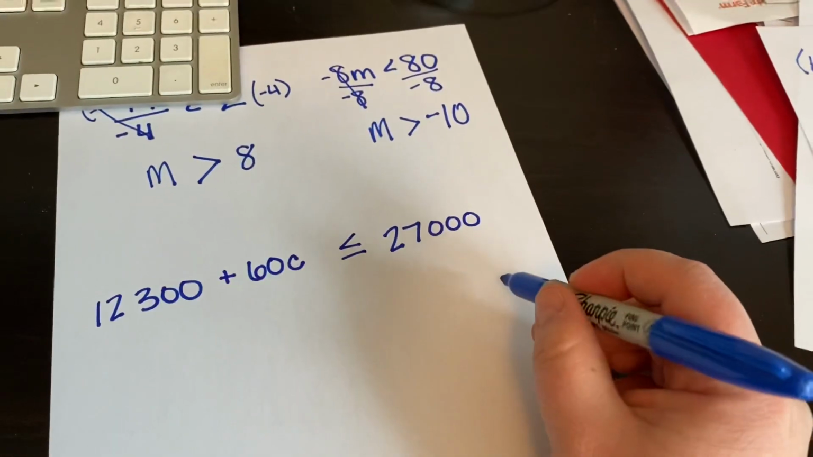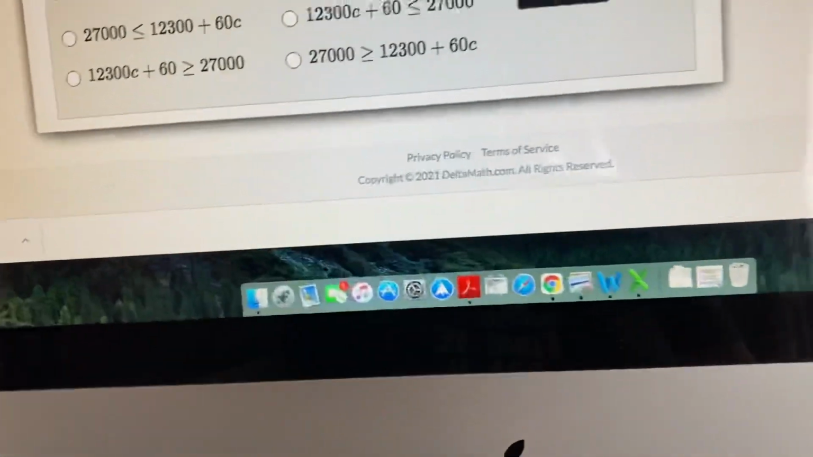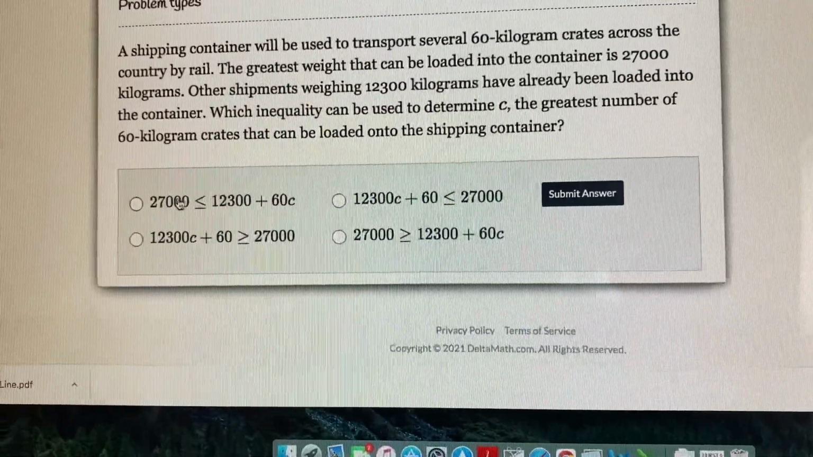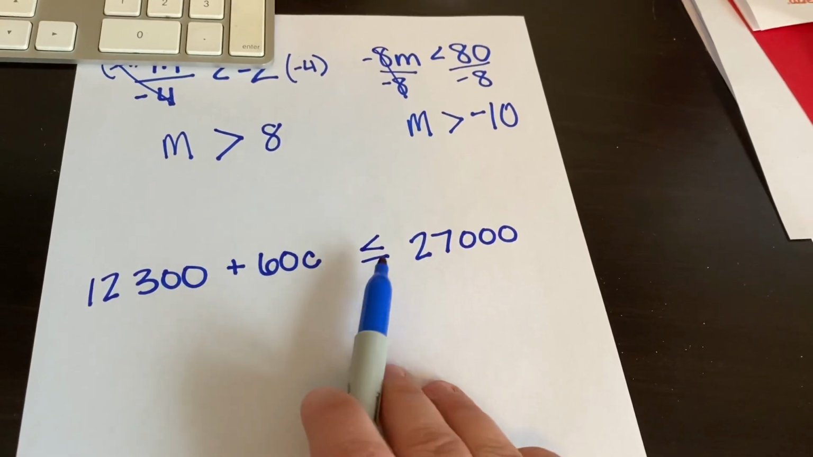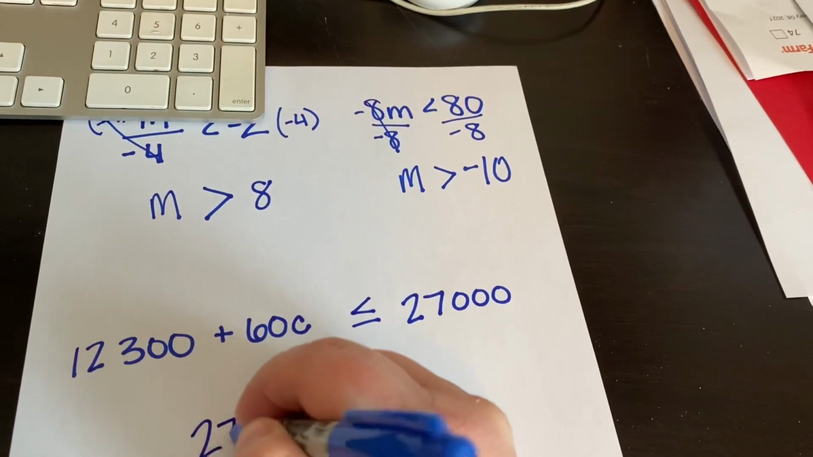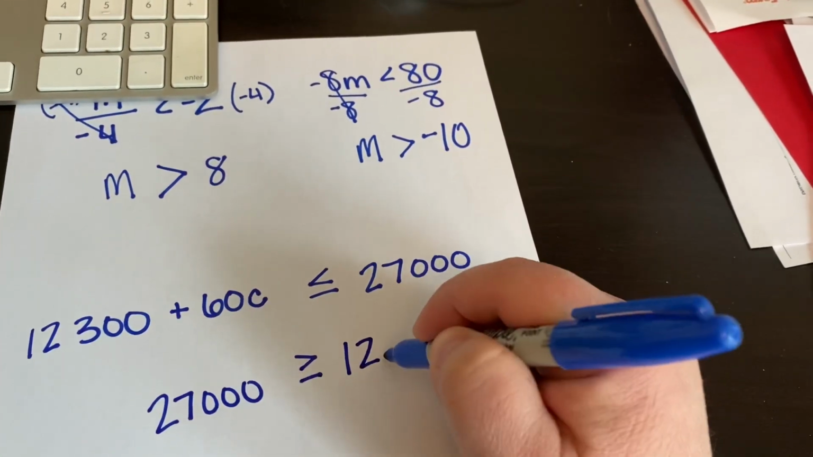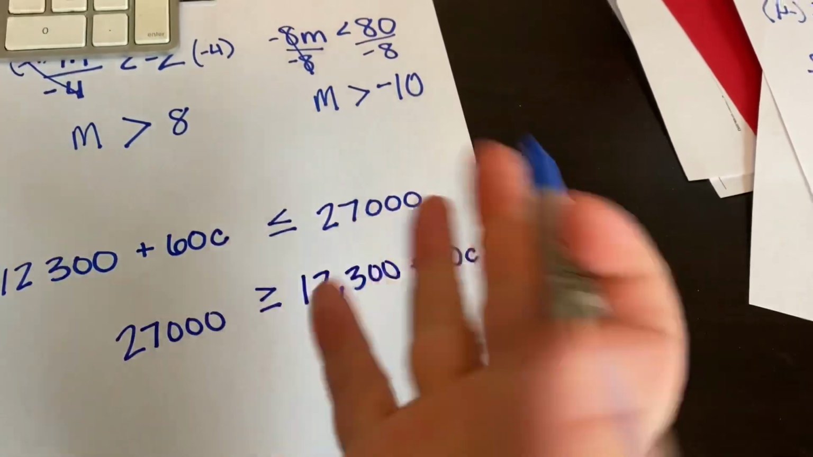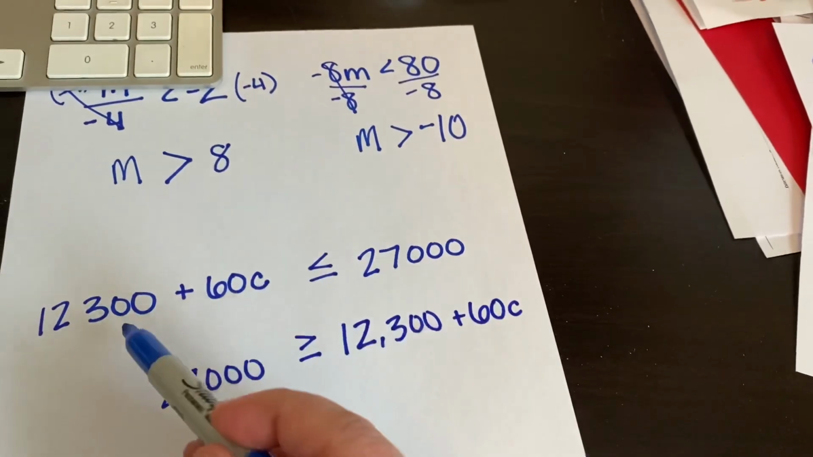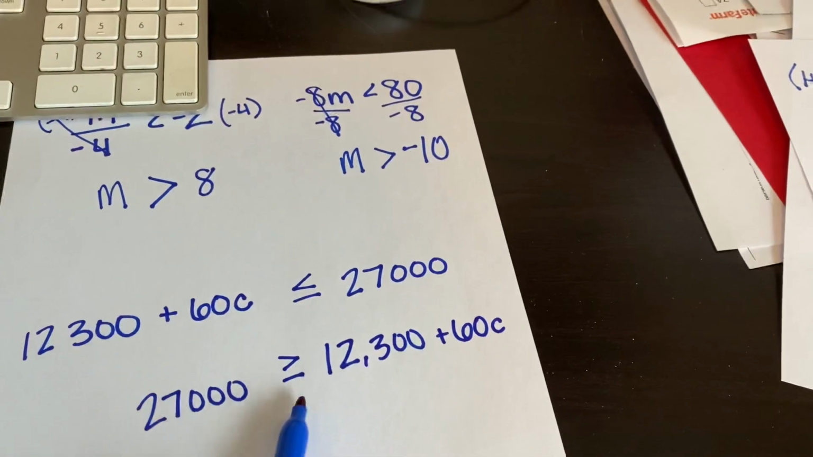So here's my inequality. I'd suggest, again, you write it down first and then you look at your inequalities, because sometimes they have it first. And if these are flip-flopped, then we also have to flip-flop our inequality. So it could be 27,000 is greater than or equal to 12,300 plus 60C. Okay? So it could be flip-flopped. But if we flip-flop the numbers in the equation here, we also have to flip-flop our inequality.